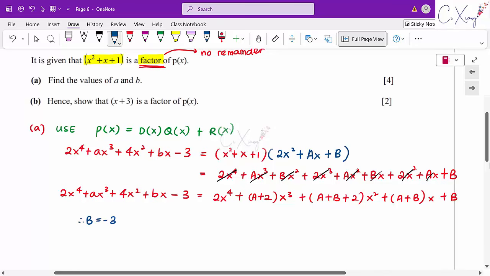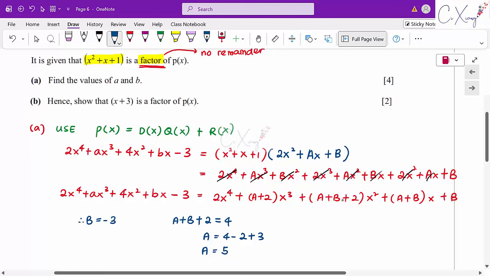Okay, then after that, what else can I compare? The second thing I want to compare is the x^2. A plus b plus 2, I want to compare it with 4. So a plus b plus 2 equals 4. What's the value for the b here? The value for b is negative 3. So you're having the a equals to 4 minus 2, negative 3 you bring over become plus 3. So 4 minus 2 is 2, 2 plus 3 you get a 5.